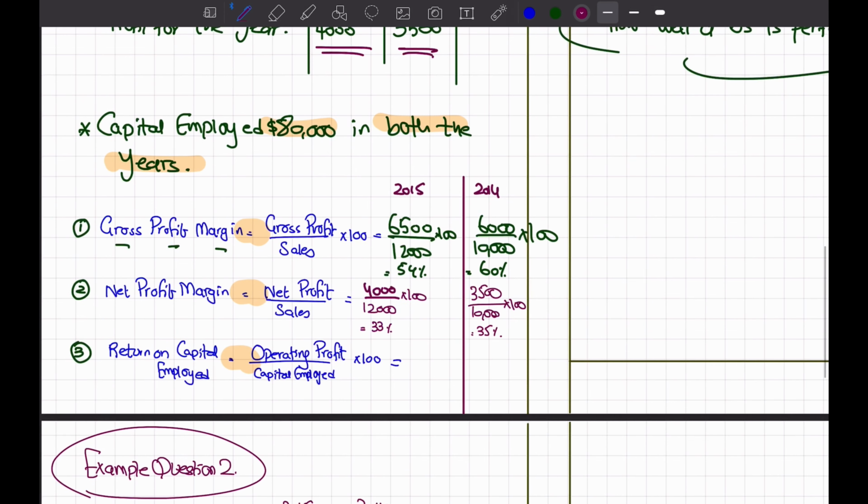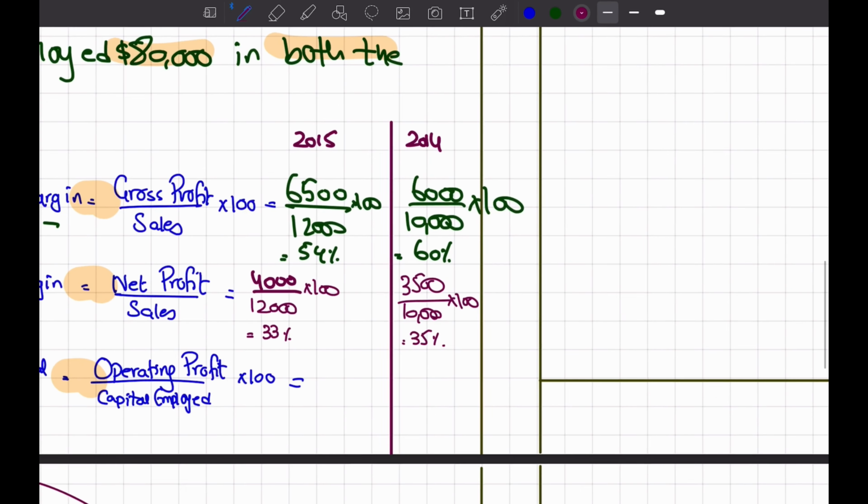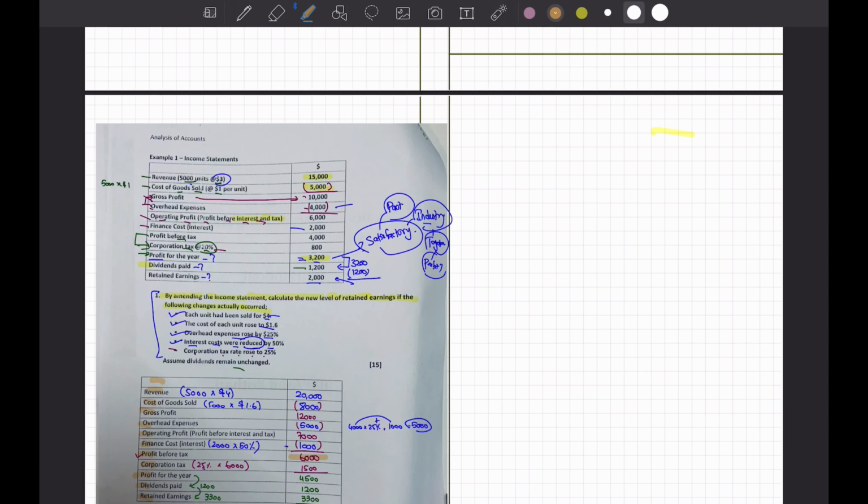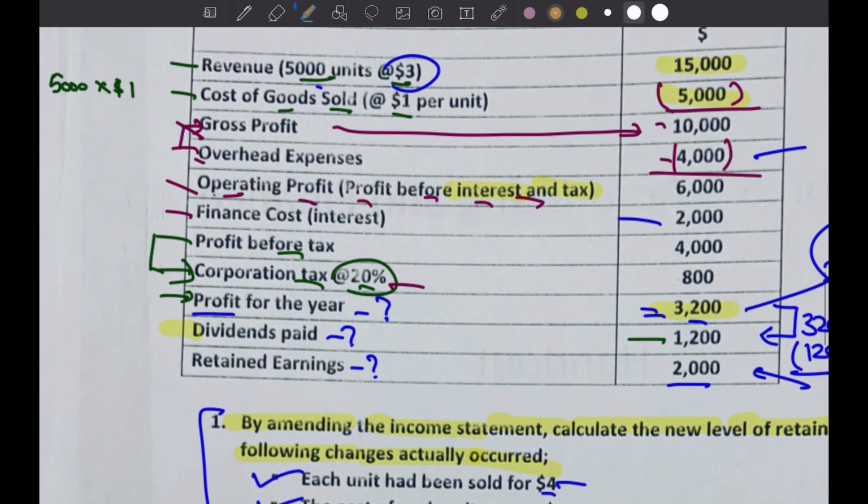35% is exact. The formula for return on capital employed is operating profit upon capital employed multiplied by 100. And is there a difference between operating profit and the net profit? So yes, there is a difference. And if you remember the video of income statements that you must have watched, operating profit is this one, see, profit before interest and tax, whereas profit for the year, net profit, is this one. Okay?